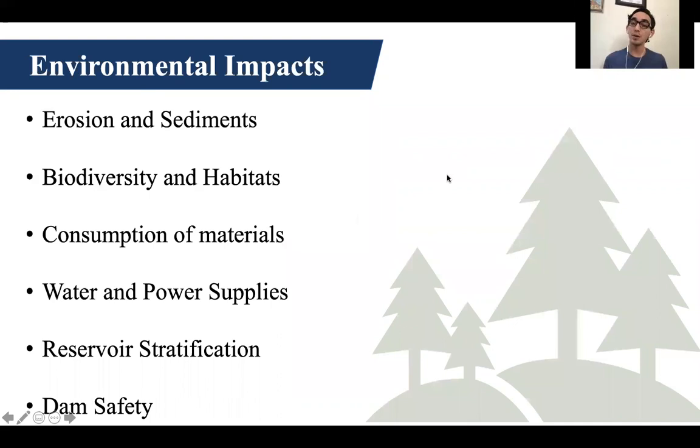The environmental impacts were also classified in 6 different categories, including erosion and sediments, biodiversity and habitats, consumption of materials, water and power supplies, reservoir stratification, and dam safety. For each of these categories, the document provides a chart with the same information as for social impacts.